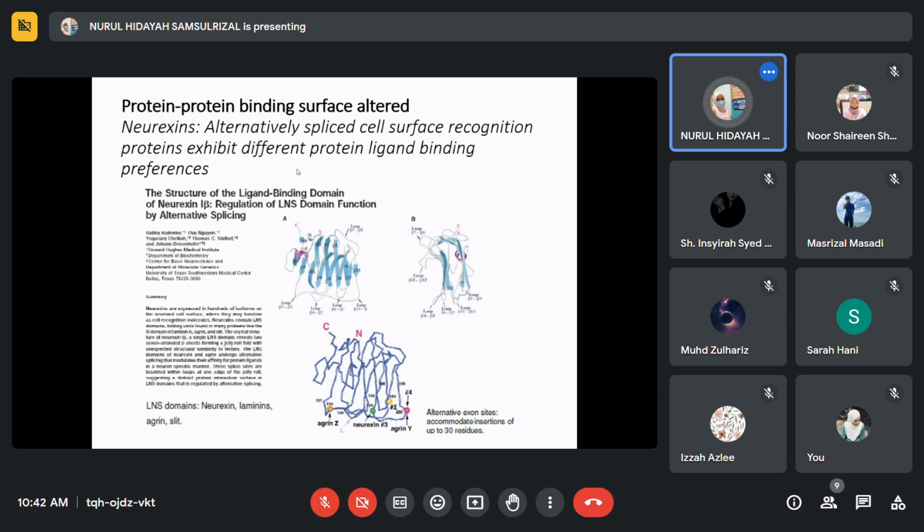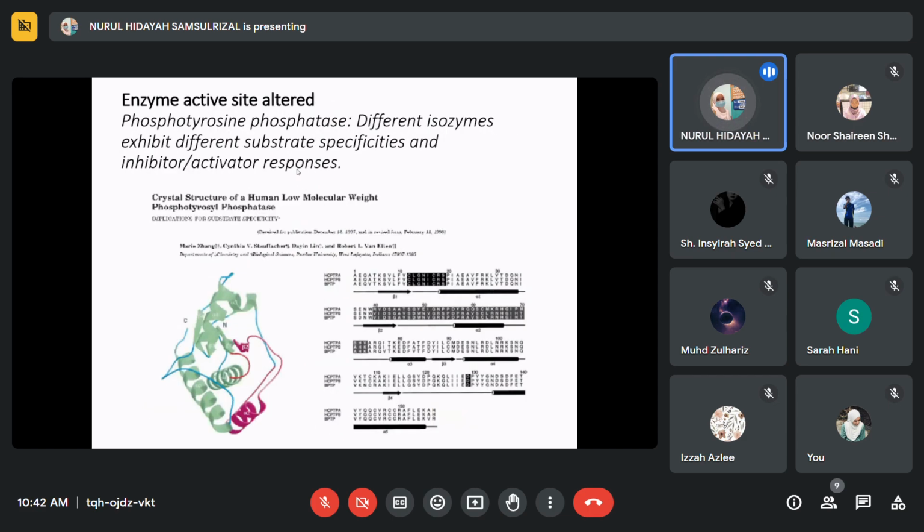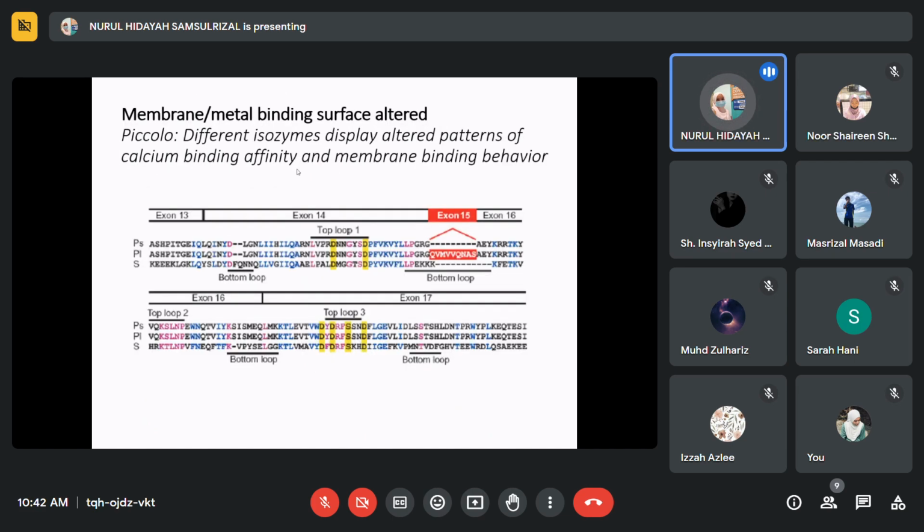And then in terms of enzyme sites, they will also be altered, will be changed. We can look at this in the research by Maria, I think Maria in 1998, on how the enzymatic site changes when we look at different alternative splicing. And then we have the membrane or mantle binding surface. Here also you can see how it differs.